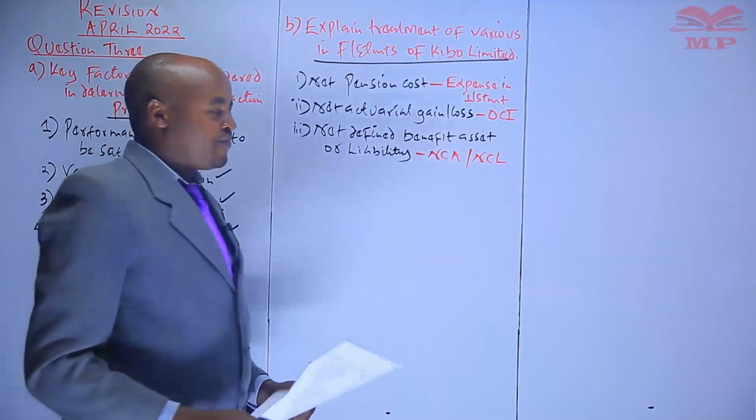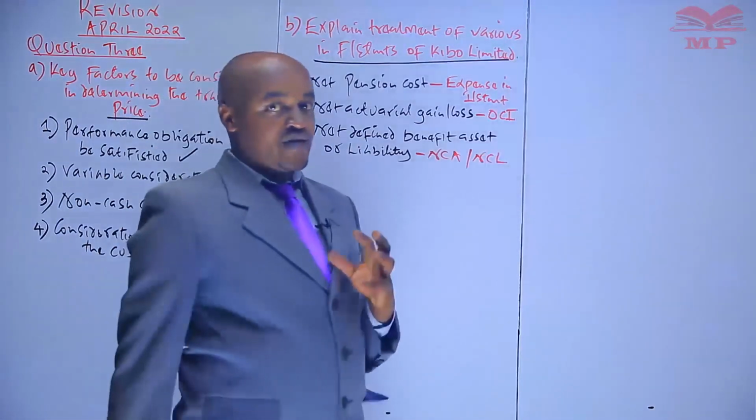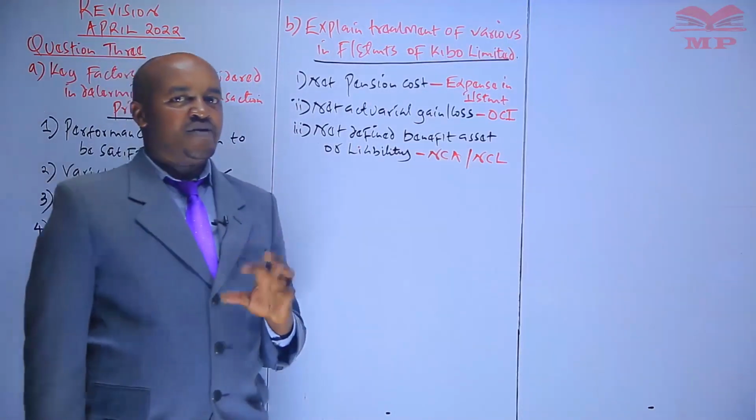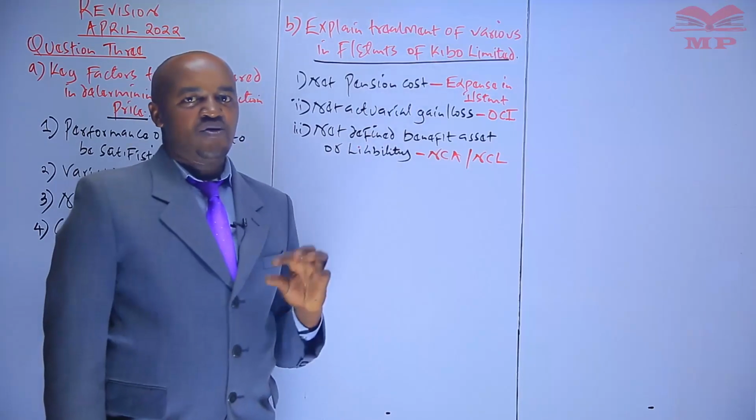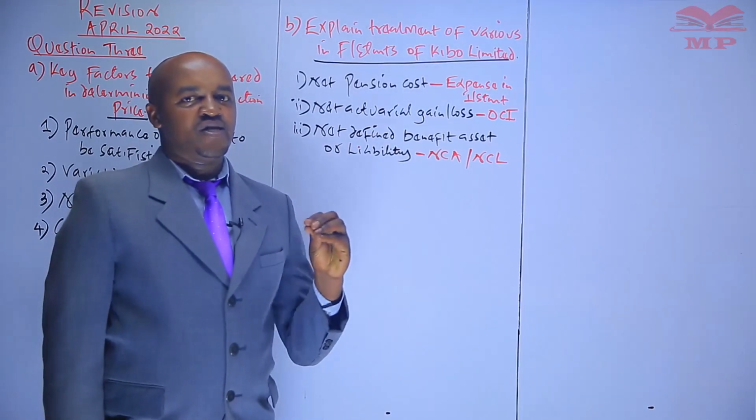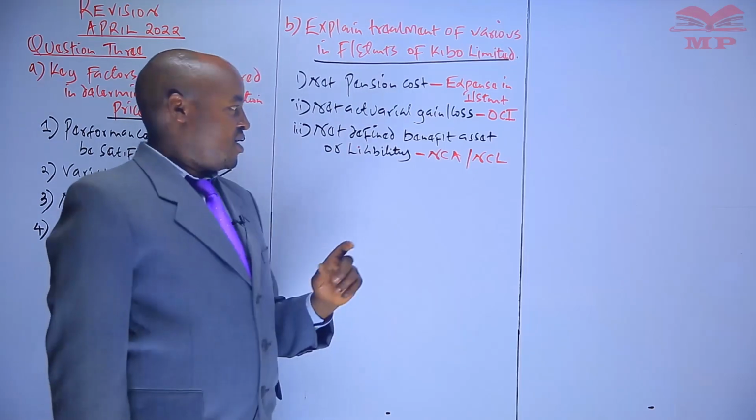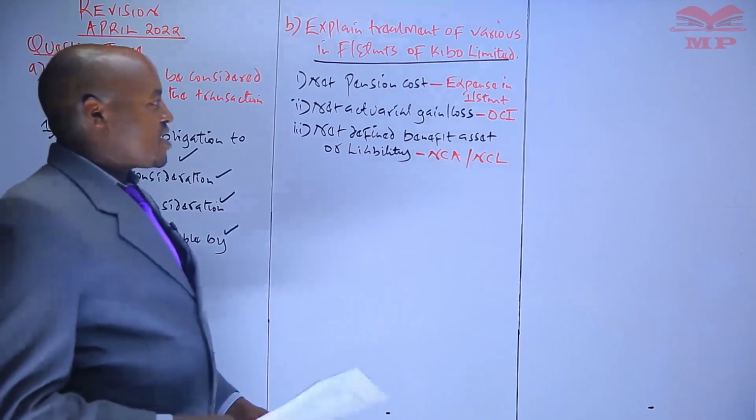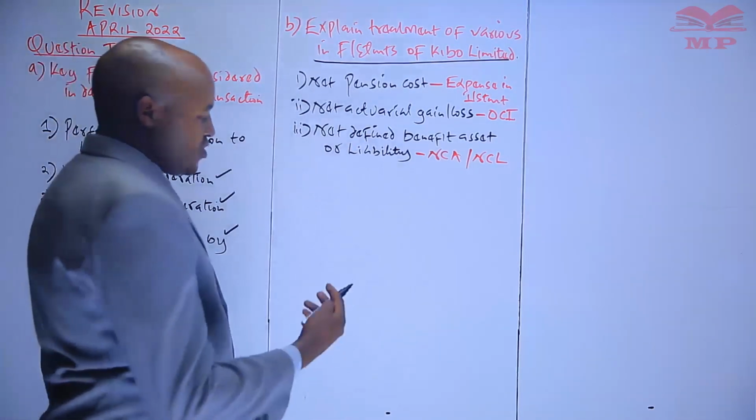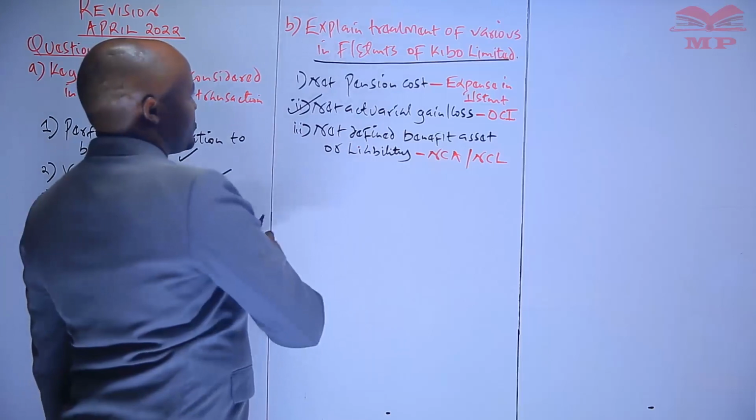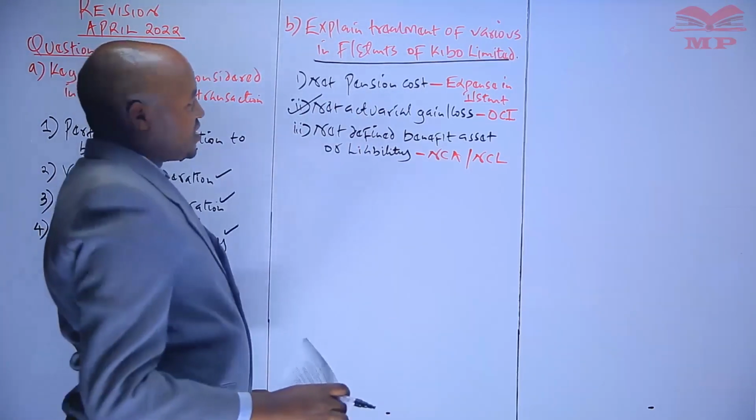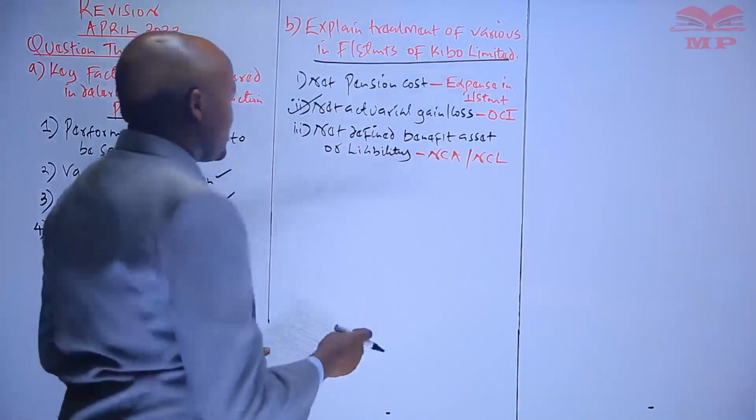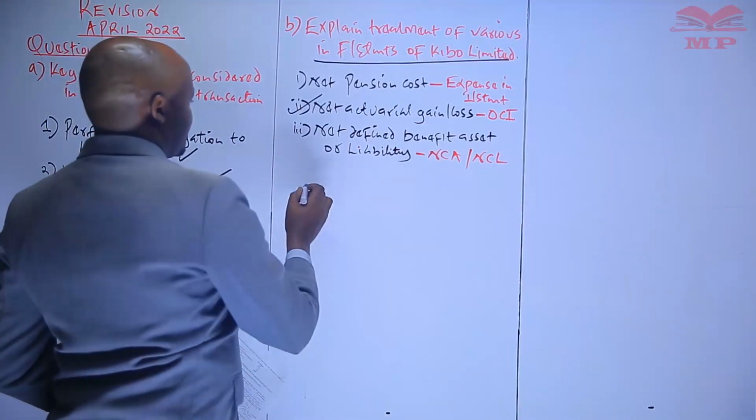So what the examiner was requiring as far as that question is concerned is that you compute these three items and also explain how they were supposed to be accounted for in the financial statement of Kibo Limited. So let's compute these three items, and we can start with the second one, the net actuarial gain. After computing that, we proceed to compute the net pension cost and then the net defined benefit asset or liability. So let's start by determining this.